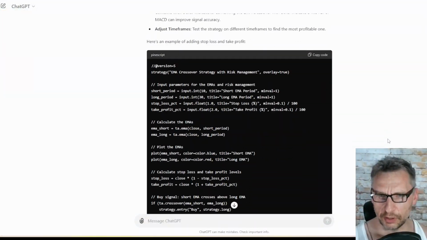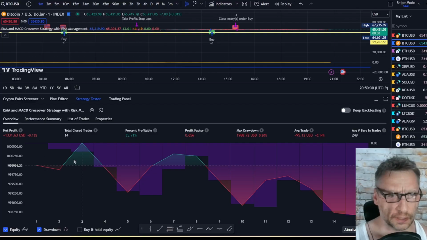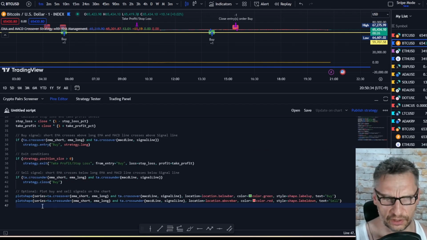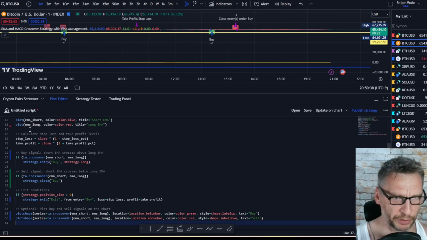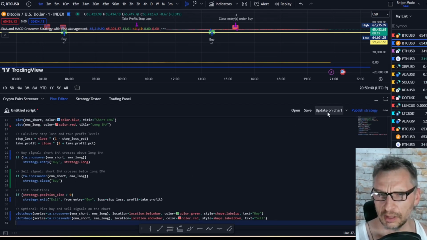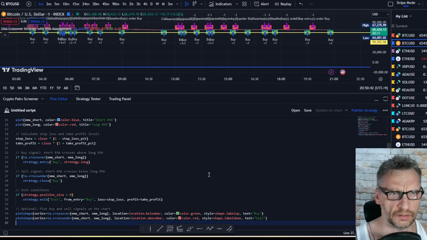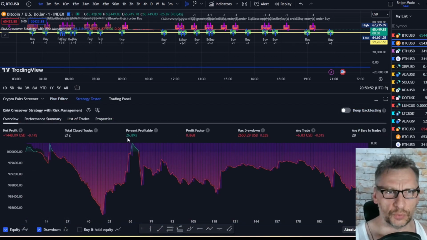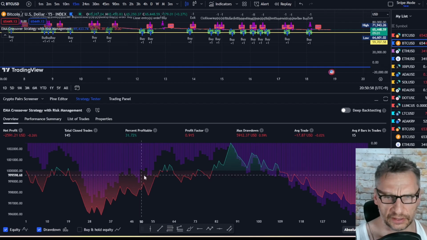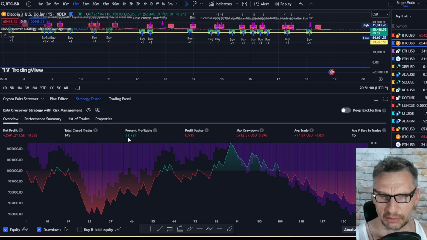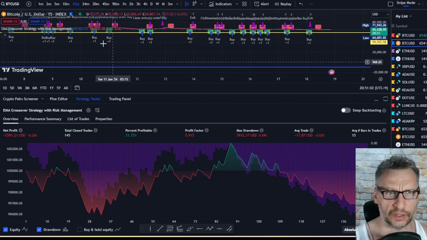Let's try the early one because that looked good. Let's try the earlier strategy. We'll get rid of this one here. Paste the early one. Update the chart. Okay, so on the 1 minute, it's only 26% profitable, so that's not great either. On the 15 minutes, it's 31% profitability, but we're also in the gutter.